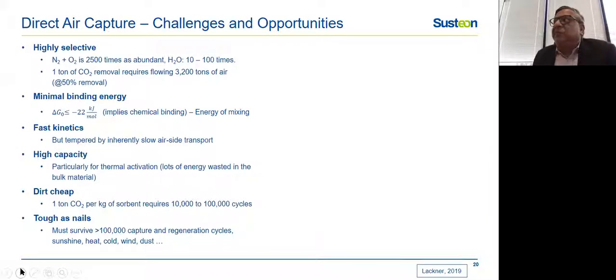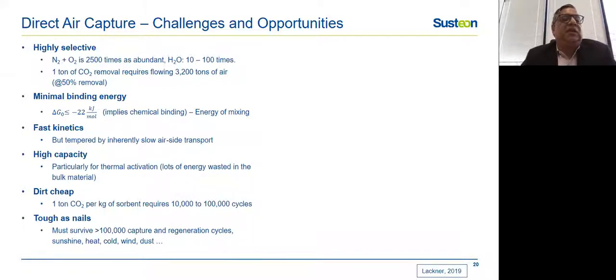So let me briefly touch upon direct air capture. I'm just going to use one or two slides. Direct air capture has challenges, because CO2 is only 400 ppm in air. So nitrogen and oxygen are 2,500 times as much as CO2, and water is 100 times. And the second is, to remove 1 ton of CO2 requires us to handle 3,200 tons of air at 50% removal. So this is not a trivial amount of flow which we need to handle.